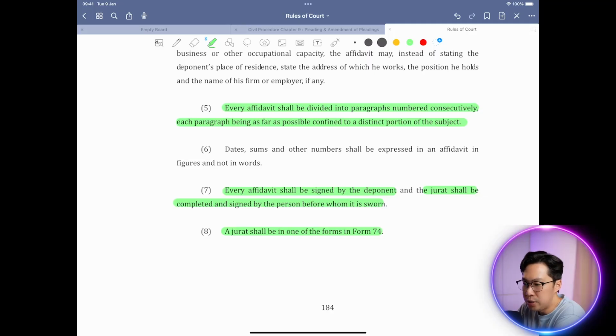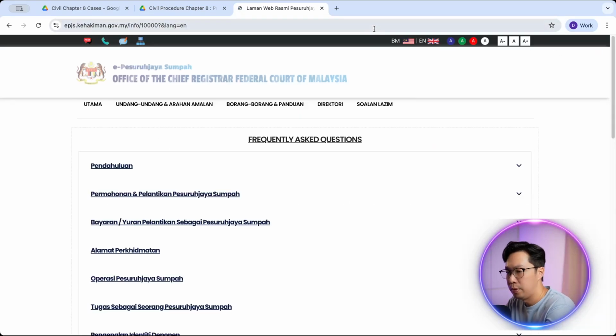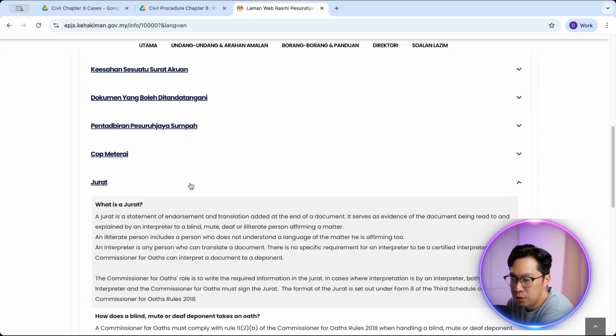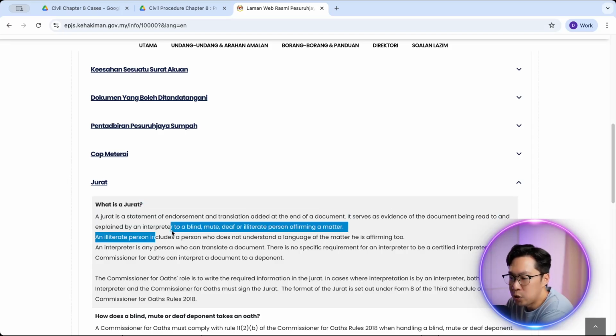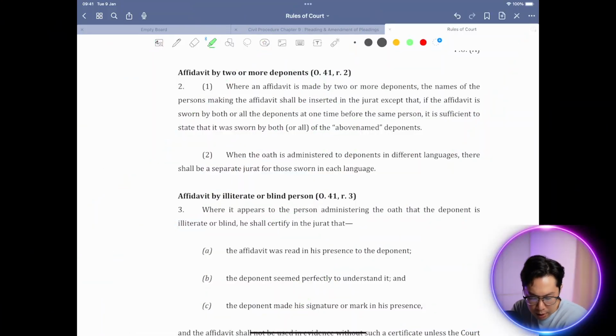Okay, I'll tell you where you can see this. I'll show it to you. Yeah, Chief Registrar, you can see here, frequently asked questions, this surat, jurat. Statement of endorsement, translation, edits, evidence being read and explained by an interpreter, the blind or illiterate, Commissioner of Oaths. So you can see this is a statement of endorsement.